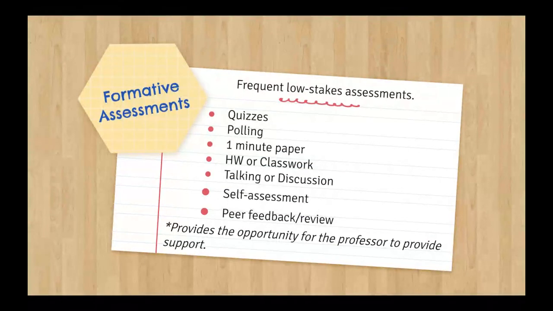Examples of formative assessments are quizzes, polling, 1-minute paper, homework or classwork, talking or discussion, self-assessments, peer-to-peer, peer feedback, peer review. These all provide opportunity for the professor to provide support, and for the retention tool to alert you when a student is going on the wrong path. Remember, try to keep these auto-graded. A 1-minute paper is nice, but remember, a 1-minute paper you're going to have to grade.